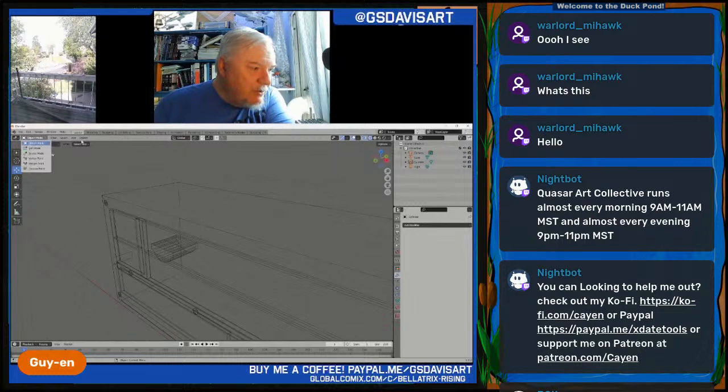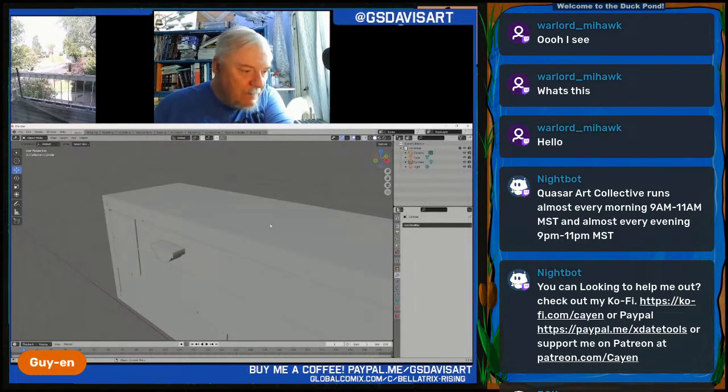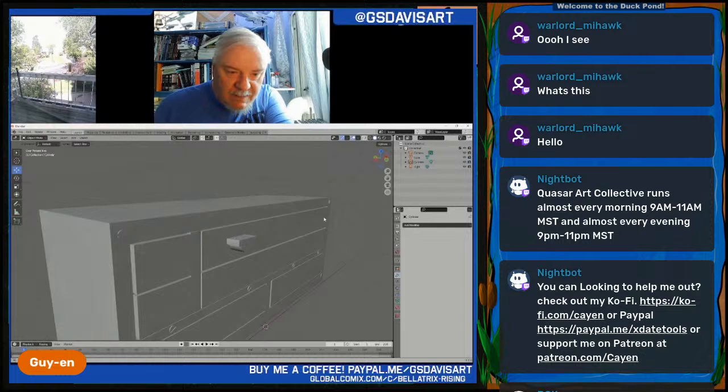Double check it to make sure it looks good. So we've got a set of drawers here, and we're putting in the handles. Like I said, not always the most exciting thing.